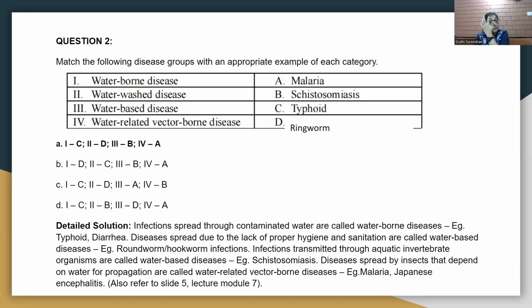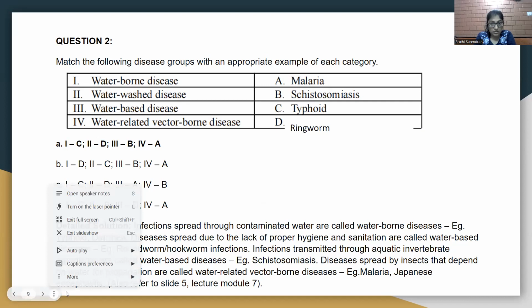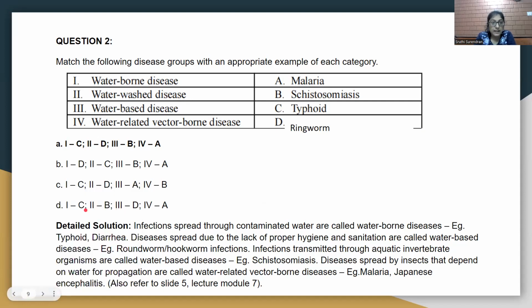So in this question, if we go by the options, water borne disease is typhoid, water washed disease is ringworm, water based disease is schistosomiasis, and water related vector borne disease is malaria. So option A is the correct answer: 1C, 2D, 3B and 4A. So that's about the different categories of water related diseases.